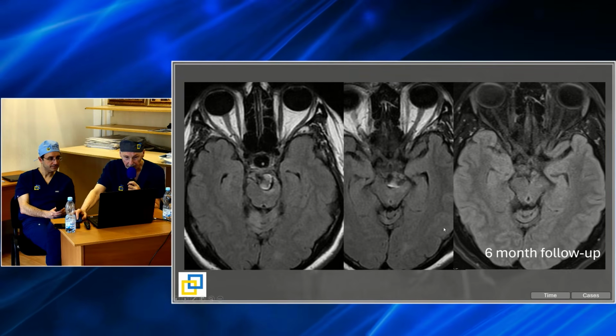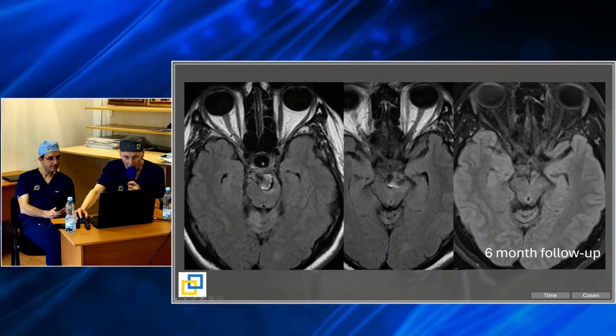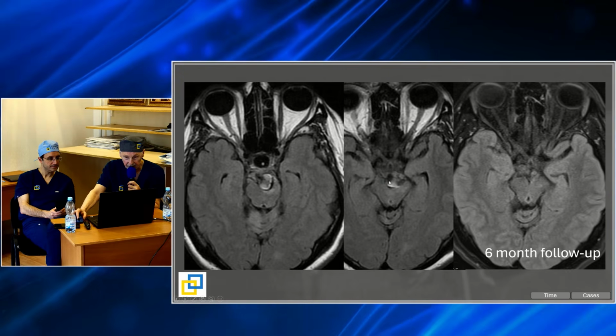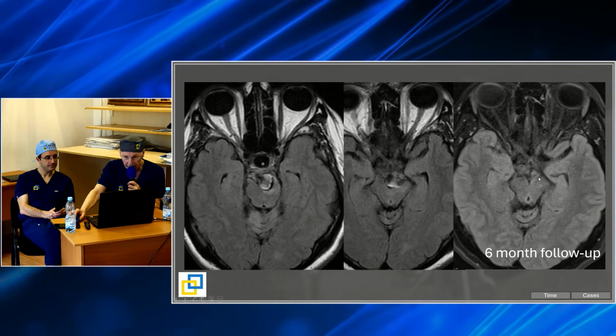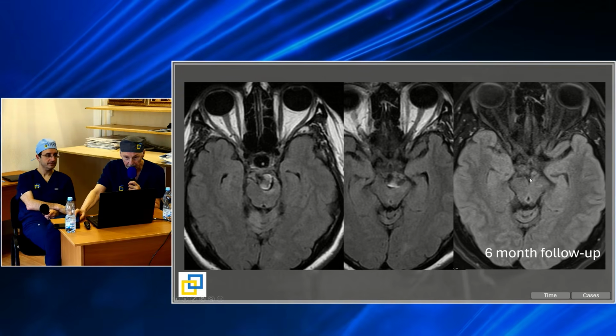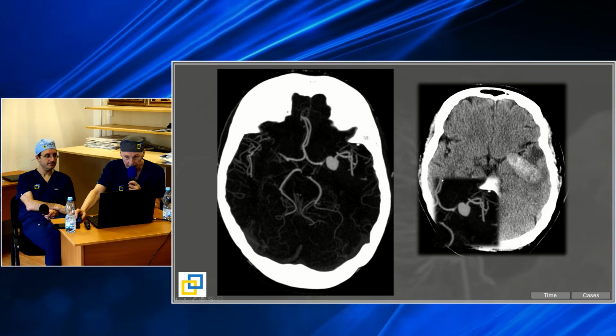But what's the proof of the pudding? That is in the MR. We already know we have a lot of mass effect here. This is the pre, and this is at 6-month follow-up, the dissipation of that mass effect.